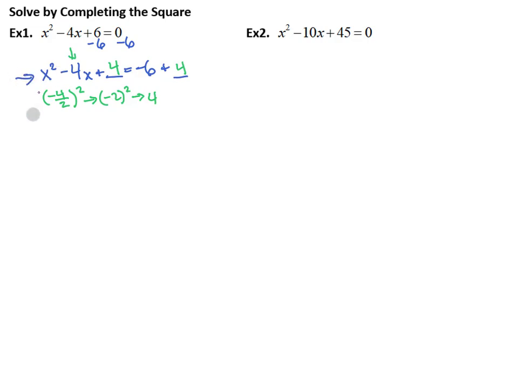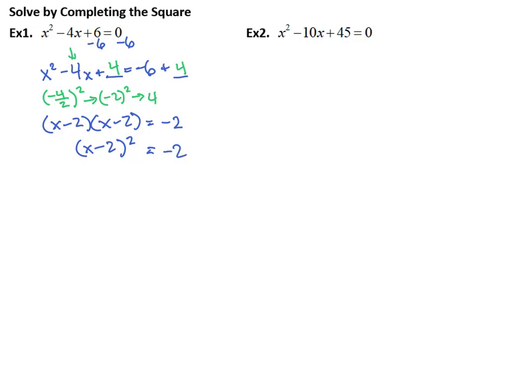So now we can factor the quadratic on this side. The two numbers that multiply to 4 and add up to negative 4 are negative 2 and negative 2, which would factor as x minus 2 quantity squared. And that's what we're really after: this thing that's a quantity squared, so we can use square roots in the end here. Simplifying the right-hand side, adding these two together, we get negative 2.